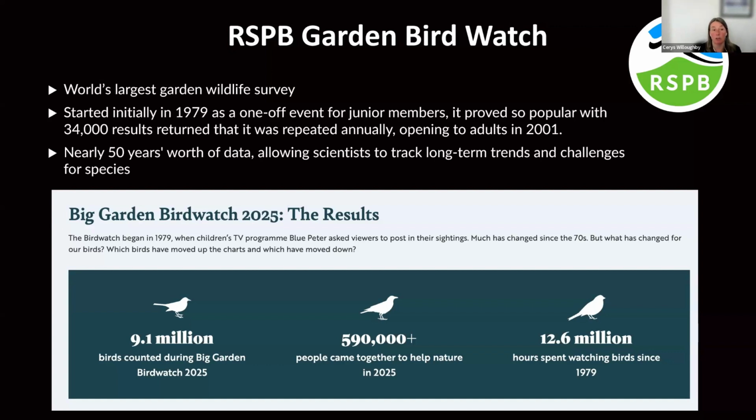So this is the world's largest garden wildlife survey. It was originally started in 1979 as a one-off activity for junior members, and it was promoted by Blue Peter. It proved to be so popular that it was repeated annually, and only opened up to adults in 2001. This year nearly 600,000 people took part in this activity.